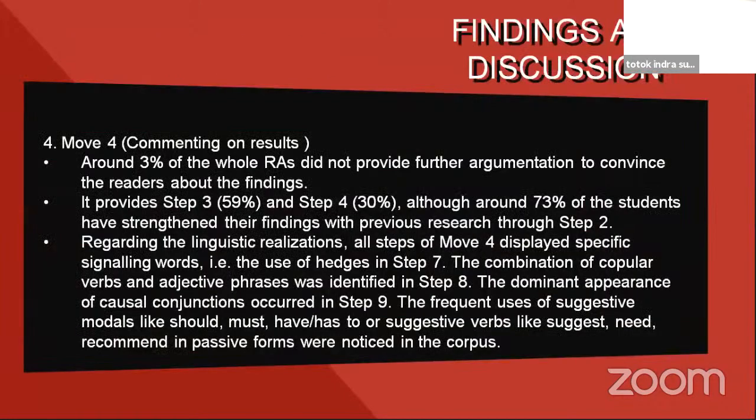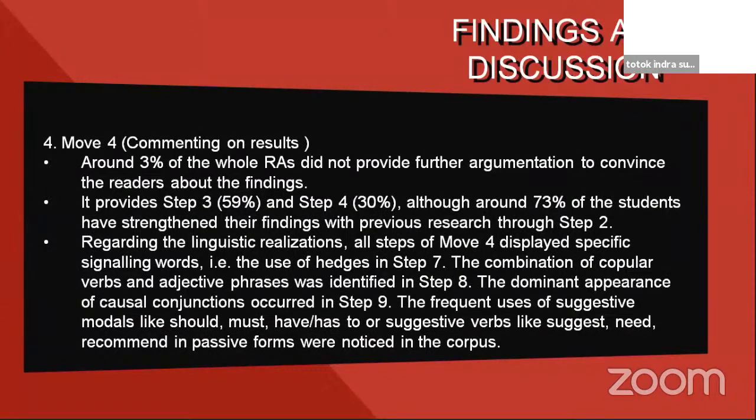And then the last, this is Move 4, commenting on the result. Is it right that all 113 research articles give comment on the result? The answer is around 3% of the whole research articles did not provide further argumentation to convince the reader about the finding, meaning commenting on the result. 3% did not. It makes us confused.